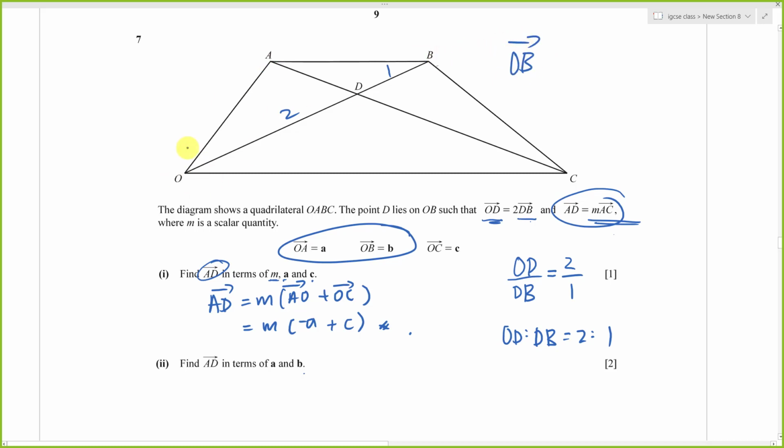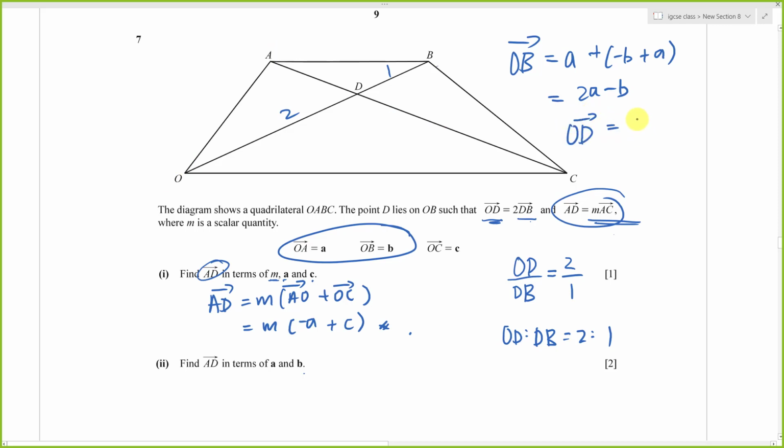O to B will be OA plus AB, right? OA will be A. AB will be negative B plus A. So the whole thing will be 2A minus B for OB. Now I want to have the OD here because I want to have the AD, right?